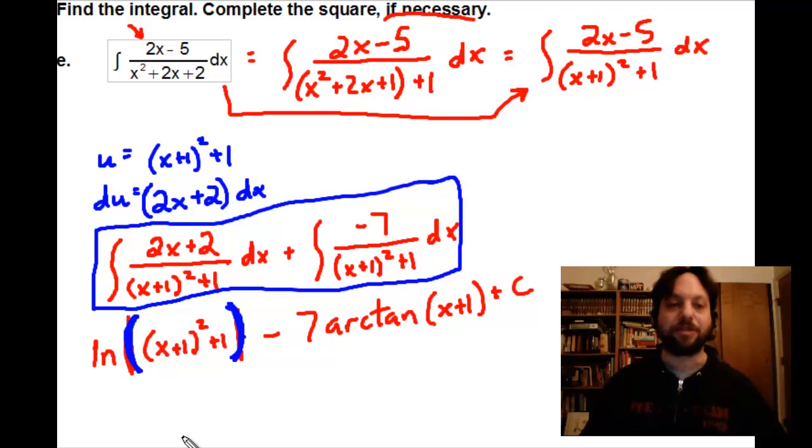Example F is deceptively easy. Give it a shot before I do it, and I'll meet you there.